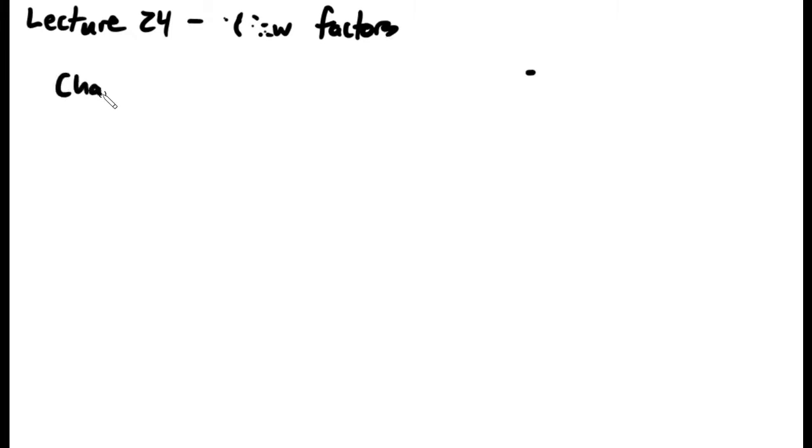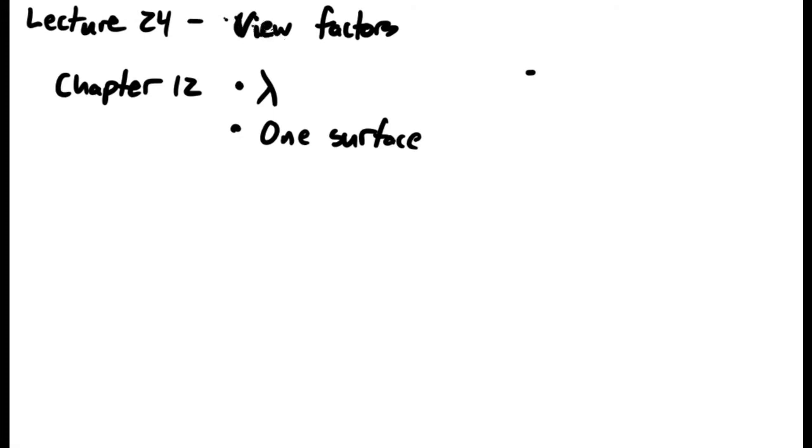Okay, so in chapter 12, we covered a lot of stuff that felt like physics, right? We talked about changes with wavelength, lambda. That means we talked a lot about how emissive power changes with wavelength, how irradiation changes with wavelength, emissivity and absorptivity. We also focused on one surface. So although we did a few homework problems that talk about exchange between a few surfaces, in general we focused just on what's happening at one surface. So it didn't really feel that useful, right?